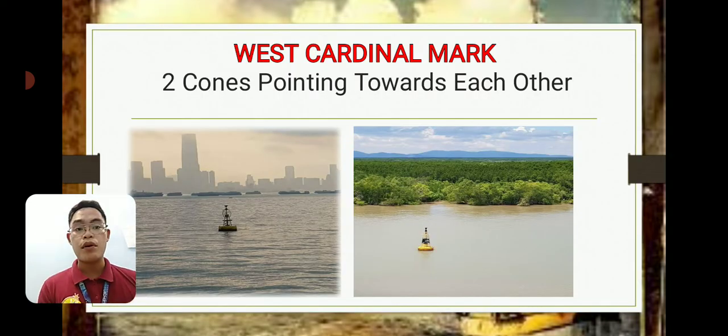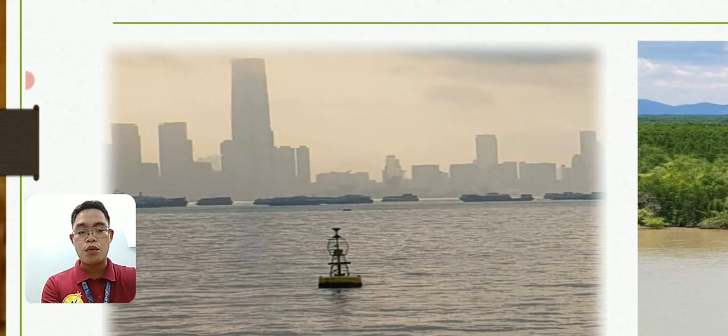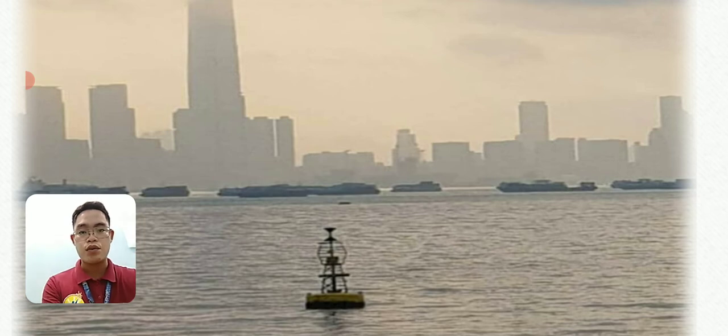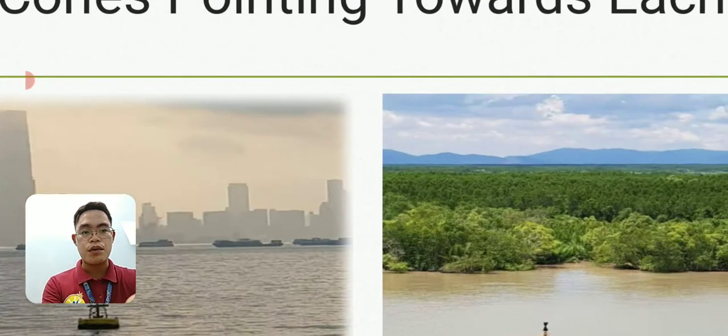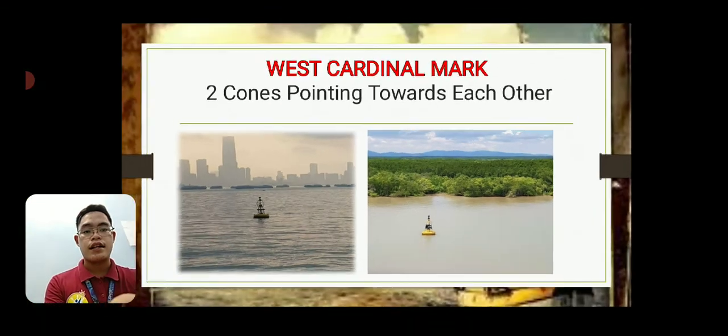These are examples of the cardinal marks, as I've said. The west cardinal mark has two cones pointing towards each other. This is an example of the pictures. You can see the cones are pointing towards each other. And also this one, the cones are pointing towards each other.